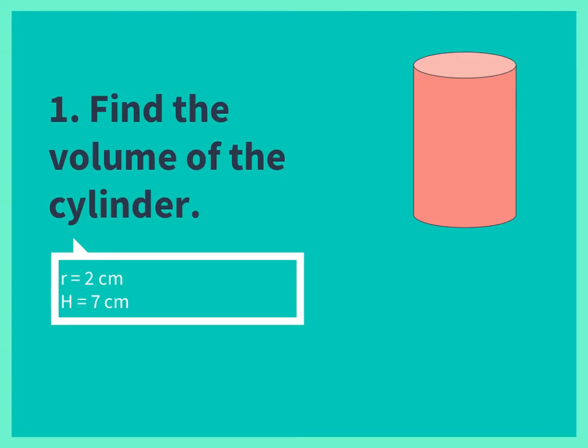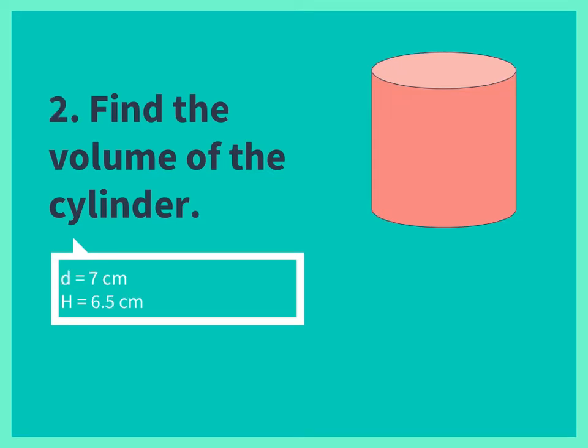So here, example number 1, find the volume of the cylinder. We have a radius of 2 and a height of 7. We're going to start by writing out our formula. So volume is area of base times height. In our case, we have a cylinder, so we know it's pi r squared times height. We have pi, our radius is 2, so we have 2 squared times our height, which is 7. Let's do 2 squared, which is 4, times 7 pi. 4 times 7 is 28, so we have 28 pi. And that is our volume.